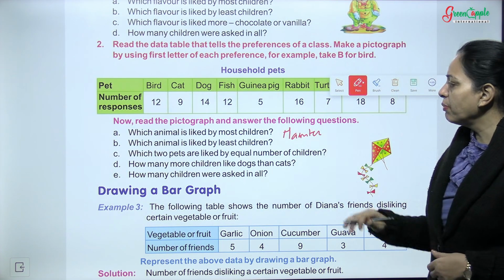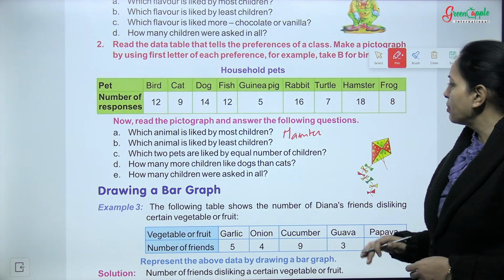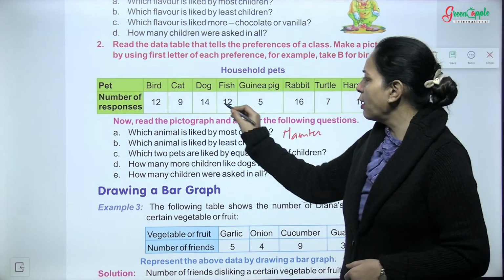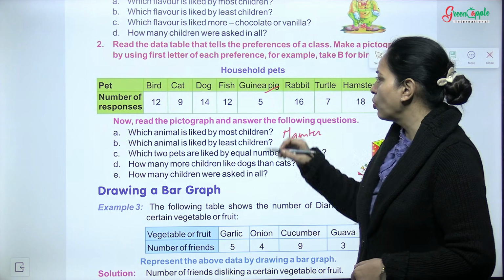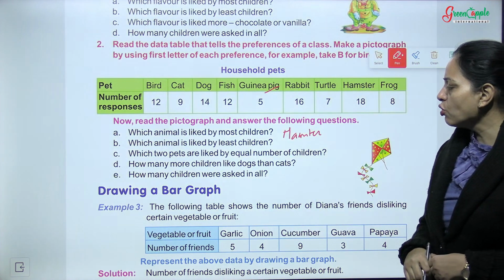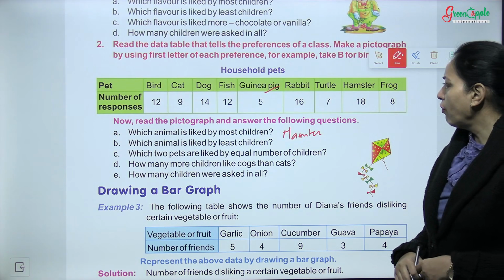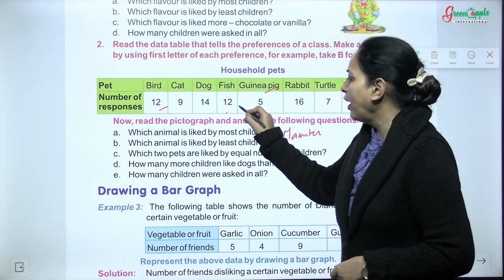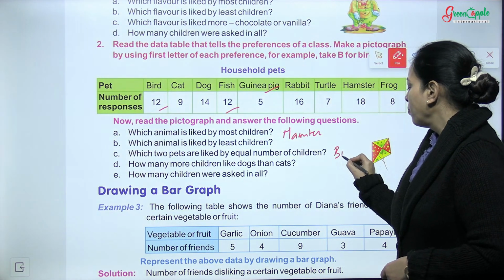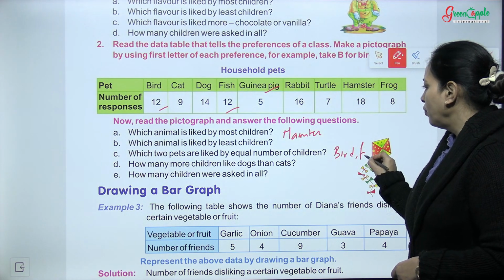The second, which animal is liked by least? Sabse kam. The smallest number is 5. So pig. Okay, and which two pets are liked by an equal number of children? Equal number, bird and fish.